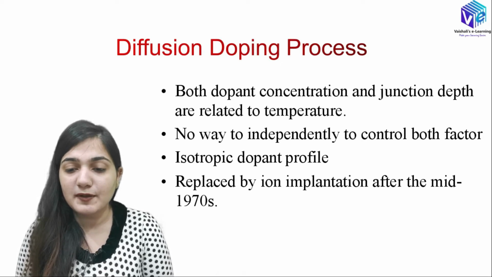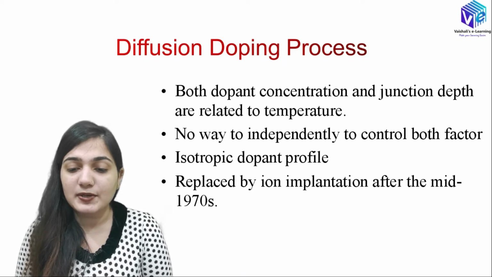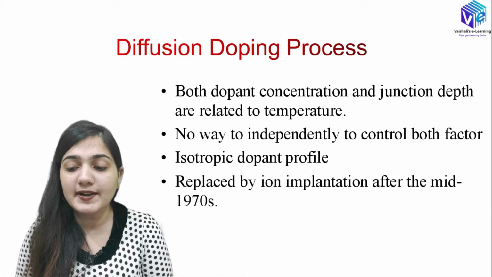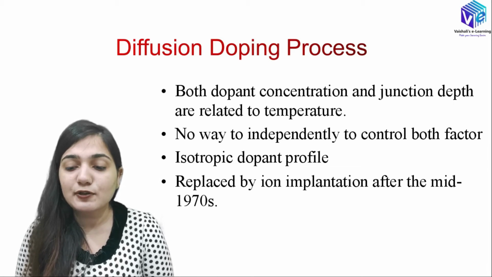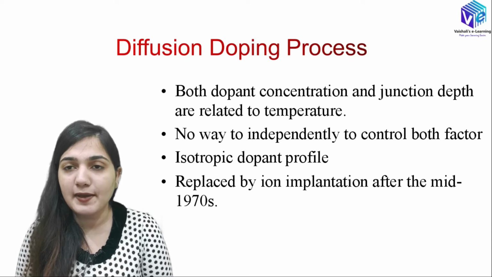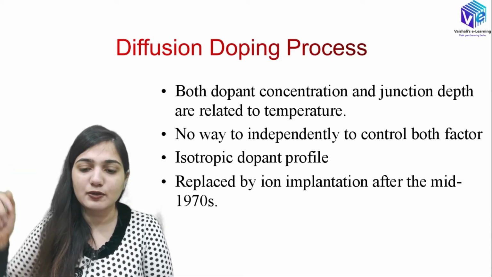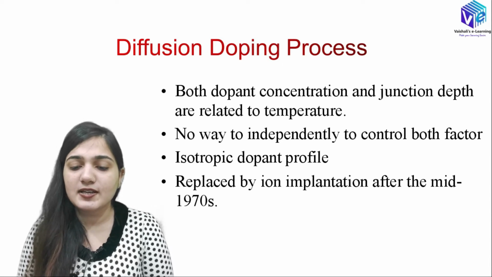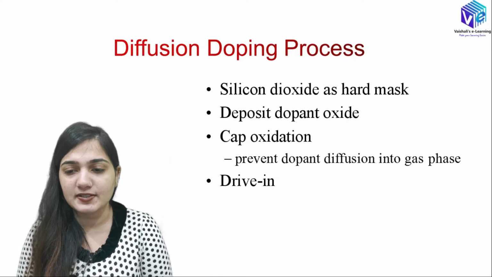In the diffusion doping process, both dopant concentration and junction depth are related to the temperature. There is no way to independently control both factors, and we get an isotropic dopant profile. But what I wanted was an anisotropic dopant profile, in a particular direction only. So this technique was replaced by ion implantation after the mid 1970s.